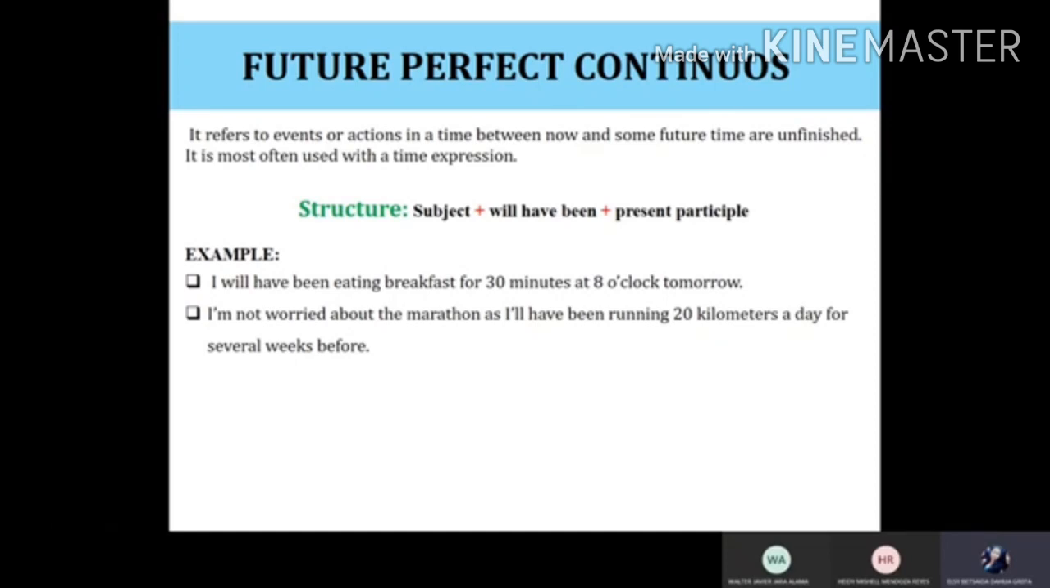Future perfect continuous. It refers to events or actions in the time between now and some future time that are unfinished. It is most often used with a time expression. Structure: subject plus will have been plus present participle. For example, I will have been eating breakfast for 30 minutes at 8 o'clock tomorrow.